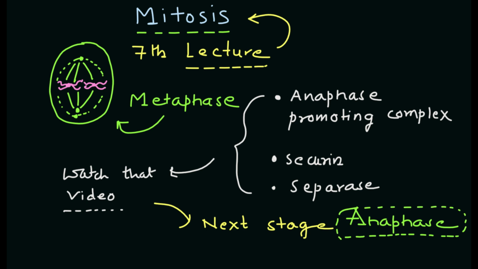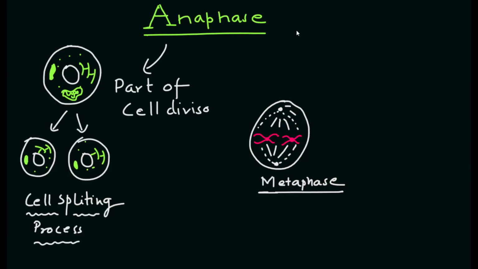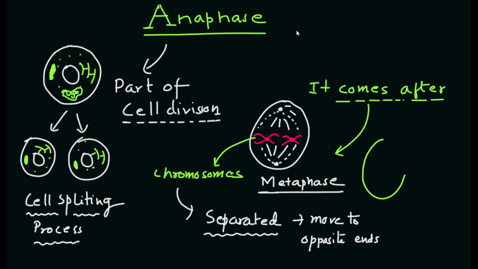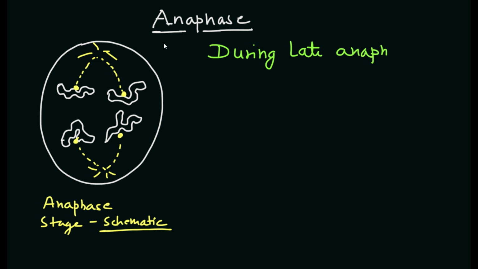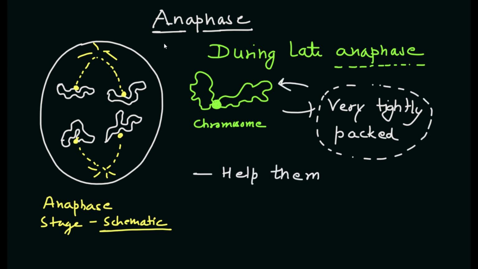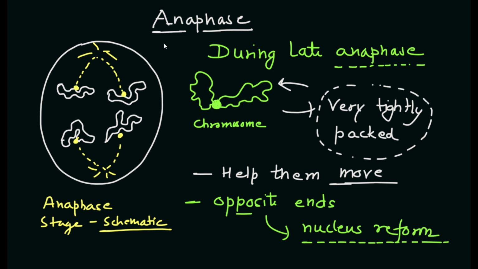Let's get started. Anaphase is the part of the cell splitting process called mitosis that comes after the metaphase stage. During this particular stage, the chromosomes that were copied during the previous stage are separated and move to opposite ends of the cell. During the late stage of Anaphase, the chromosomes become very tightly packed together, which helps them move to the opposite ends so that the nucleus can reform correctly.